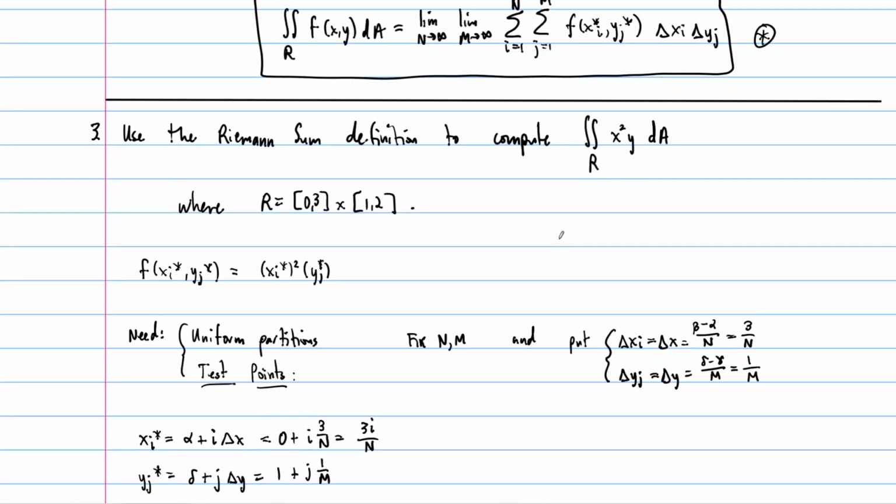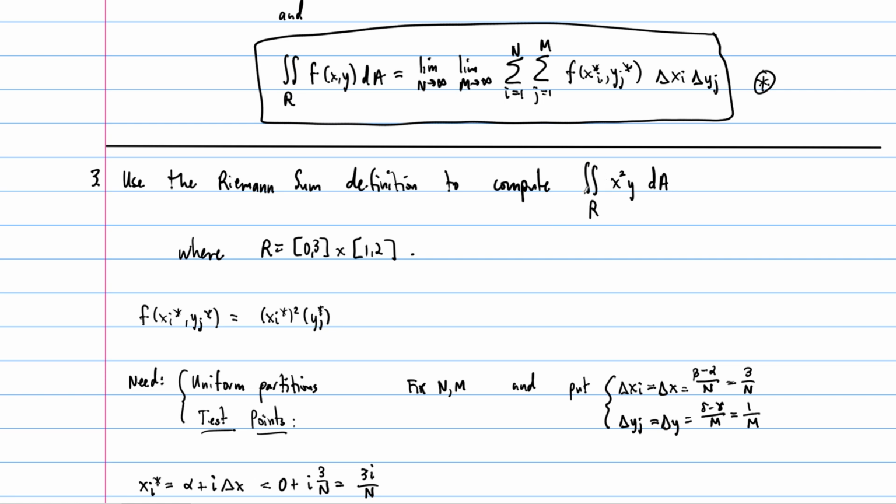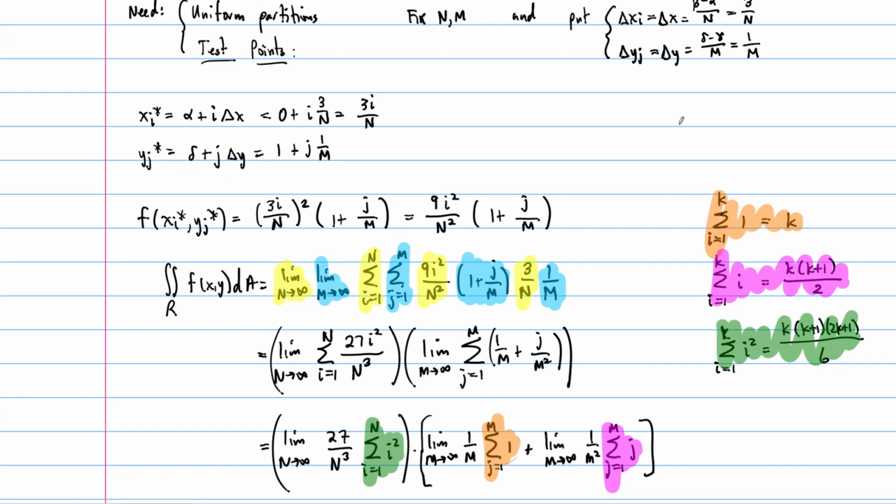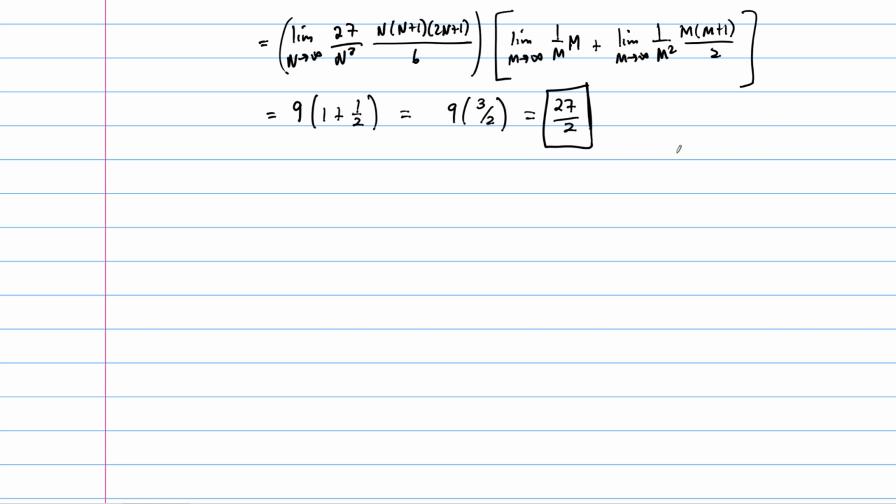But let's also check something else. So we know how to take partial derivatives, right? So let's check that we could compute this integral by actually doing what you might call partial integrals. So let's try something here and just see what happens. Remember, it was the double integral over R of x squared y dA, where our R was the interval 0, 3 crossed with the interval 1, 2.